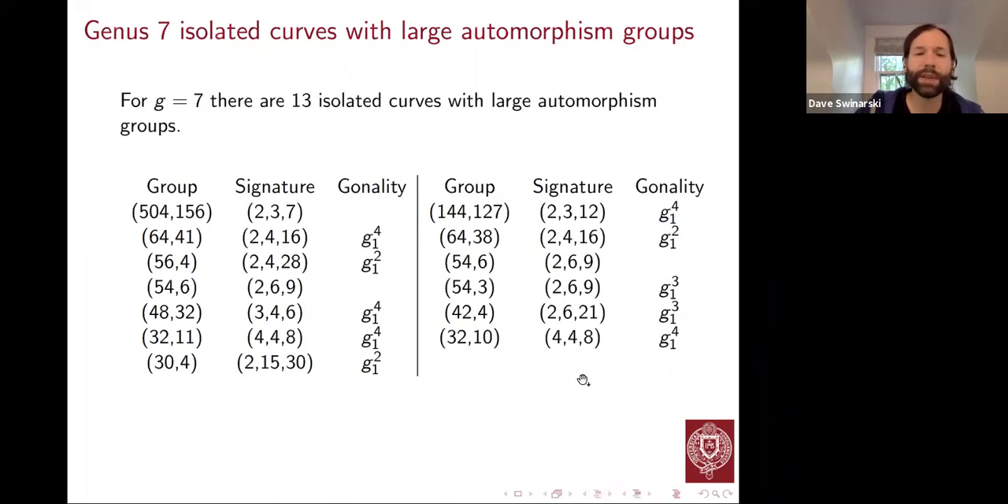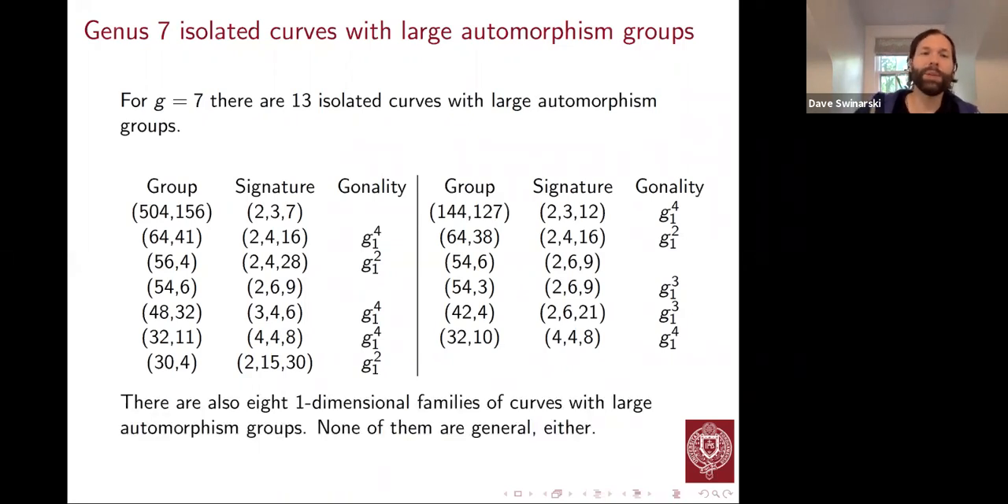And what you can see is that almost all of these are trigonal, hyperelliptic, or tetragonal. There are only 3 that are general. There's this curve, which has the largest automorphism group in genus 7. And then there are 2 conjugate curves with automorphism group of size 54.